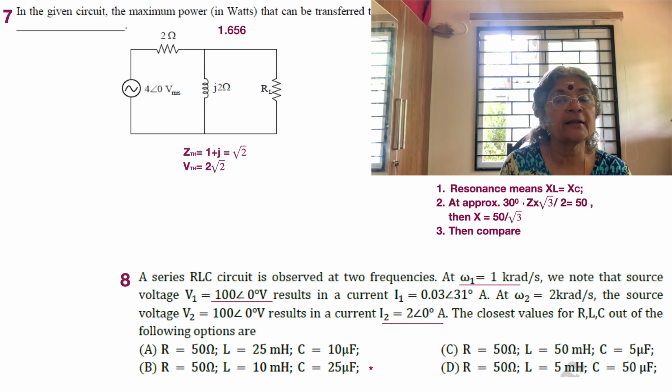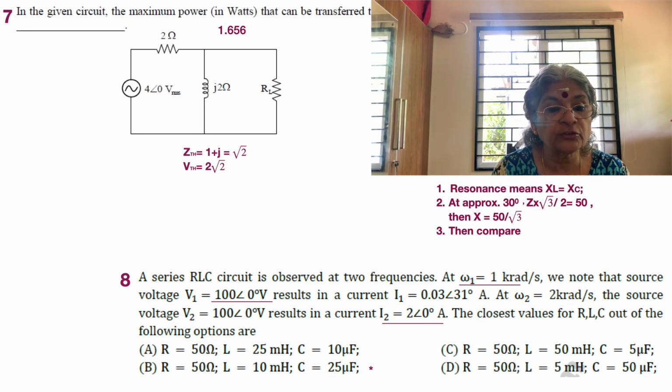Okay, so the capacitive reactance must be predominant here. At omega 2 equal to 2 kiloradians per second, or 2000 radians per second, the source voltage V2 equal to 100 angle 0 results in a current I2 equal to 2 angle 0. So both are in phase. Or in other words, we have a case of resonance happening at 1000 hertz.